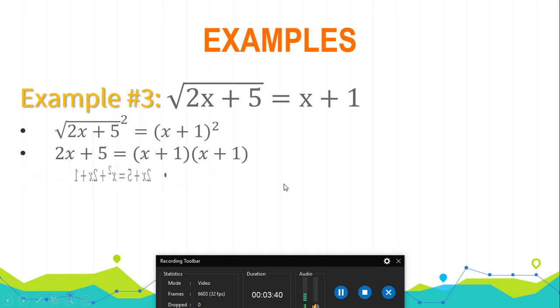So I'm going to go ahead and distribute. And I can see that it's a quadratic equation. So I'm going to move all my terms to the right-hand side to keep my quadratic term positive, and I'm going to set it equal to 0.